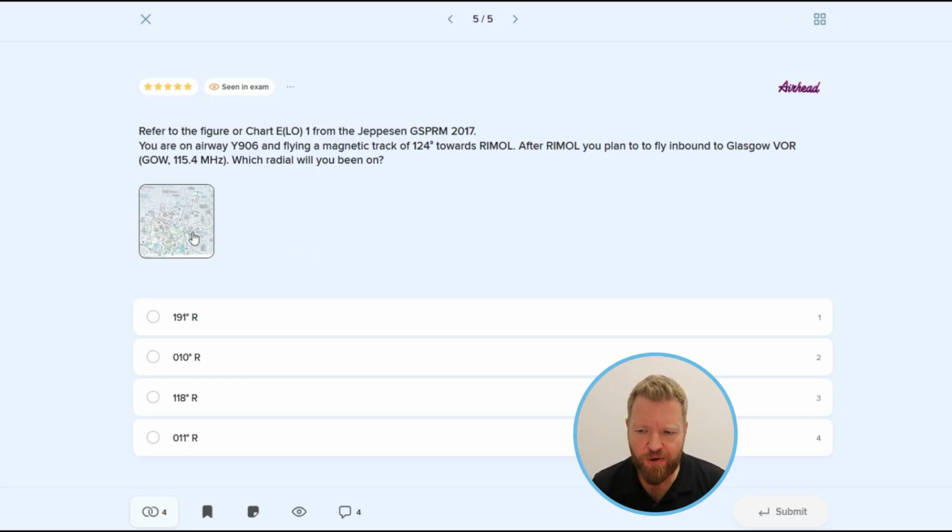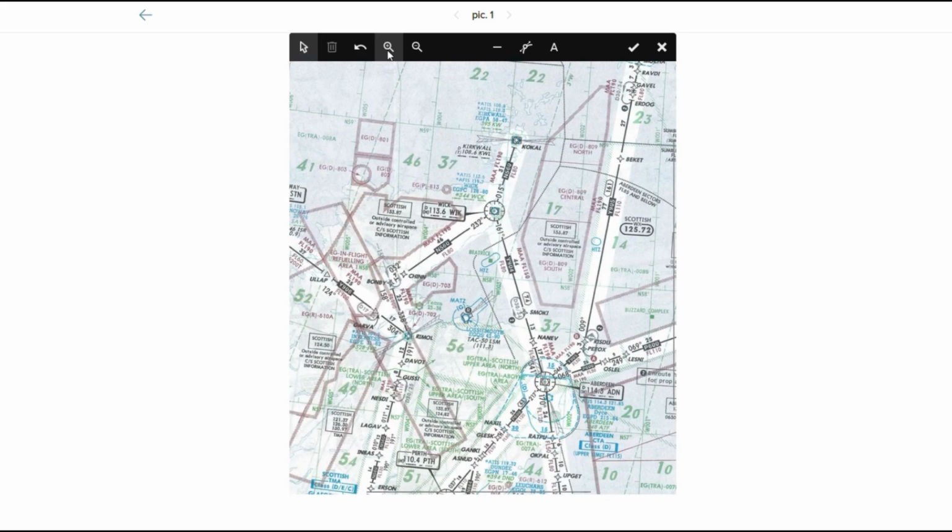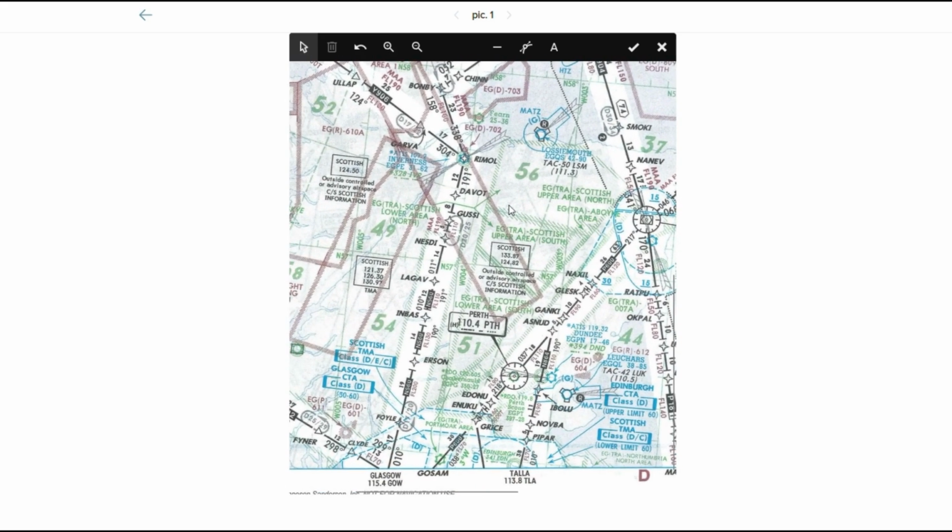Let's go now to the chart attached to this question. All right, so here we have REMOL, and here to the south, we have Golf Oscar Whiskey VOR, Glasgow VOR. Now, the initial track after REMOL is 191 degrees. However, we can see that after INPAS, here, it changes to 190 degrees. This is because radials follow a great circle, so their magnetic direction changes over long distances.